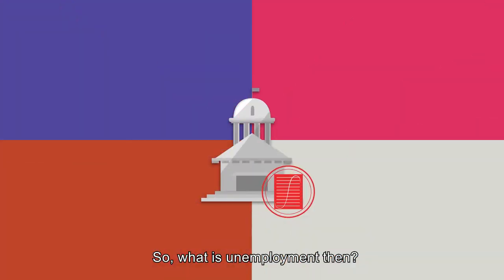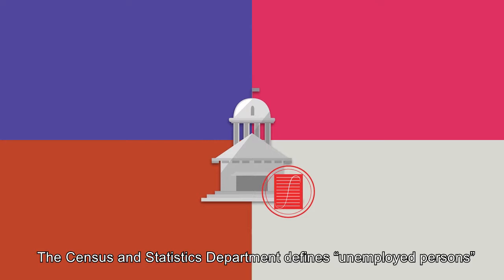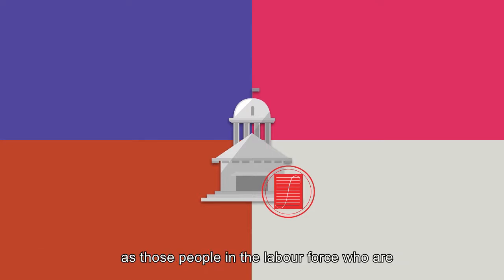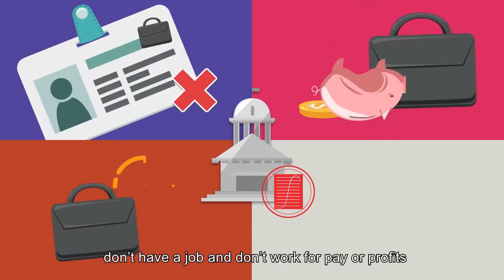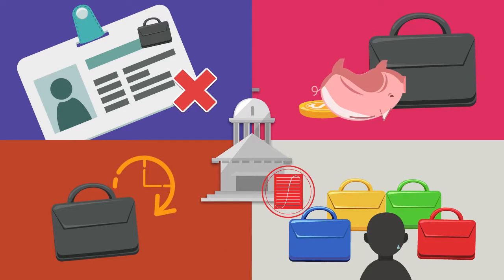So what is unemployment then? The Census and Statistics Department defines unemployed persons as those people in the labor force who don't have a job and don't work for pay or profits, are available for work, and are looking for a job.